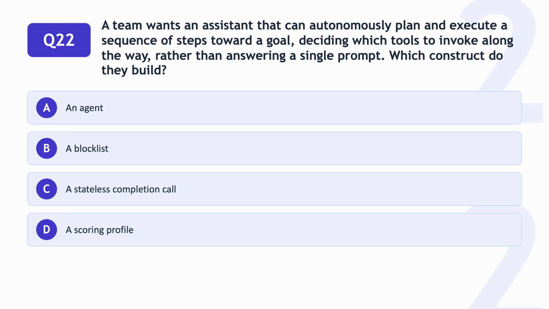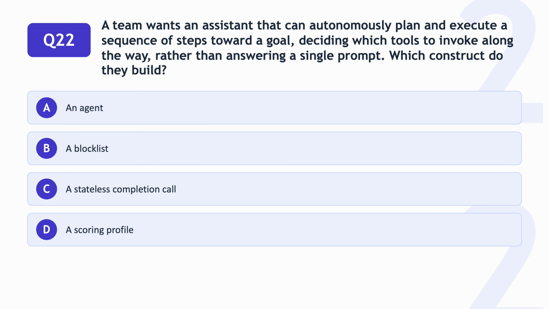Question 22. A team wants an assistant that can autonomously plan and execute a sequence of steps toward a goal, deciding which tools to invoke along the way rather than entering a single prompt. Which construct do they build?